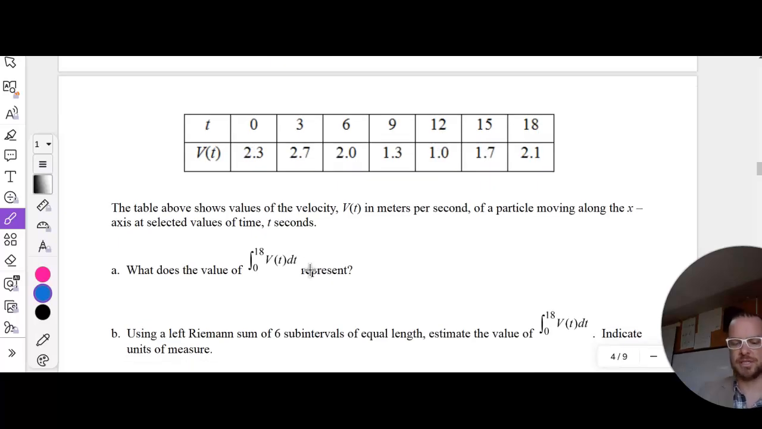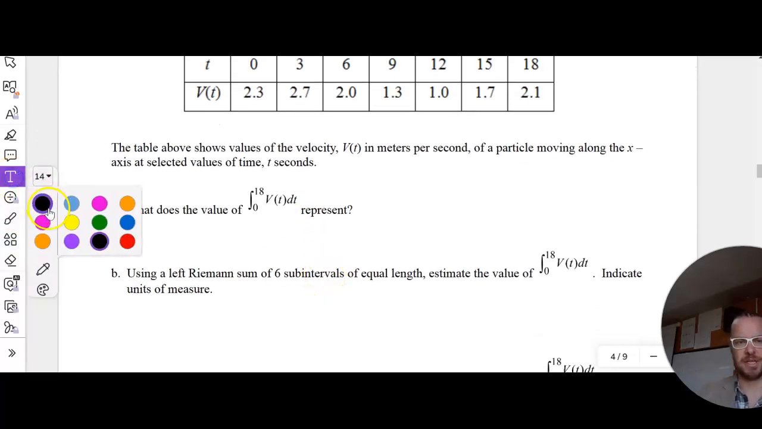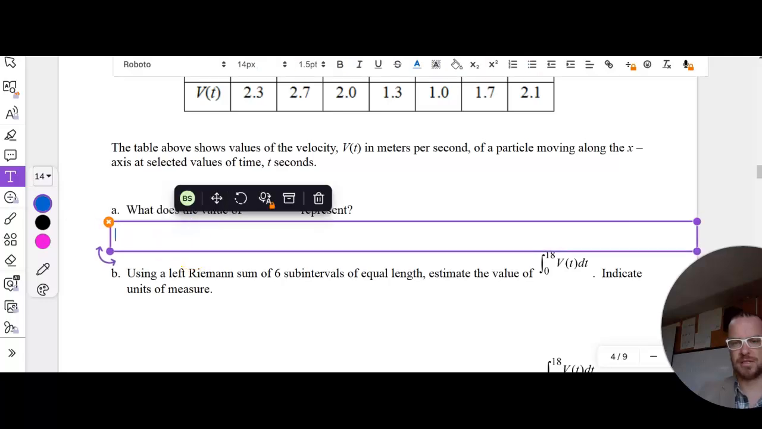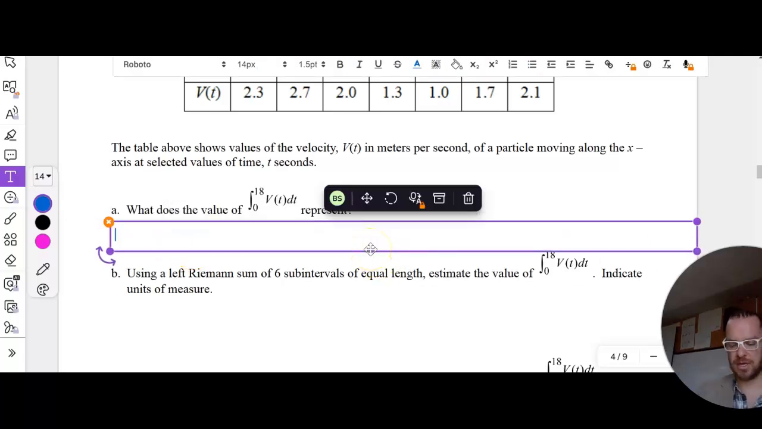All right, we love chart questions. Let's take a look at this chart question here. The table above shows values of a velocity in meters per second of a particle moving along the x-axis at selected values of time t. What does the value of the integral from 0 to 18 of v of t dt represent? I'm going to type this, I think, because it'll be a little bit easier here. And so this is really going to be the total distance.